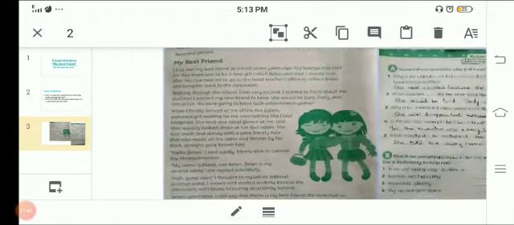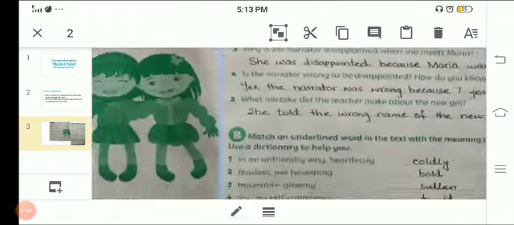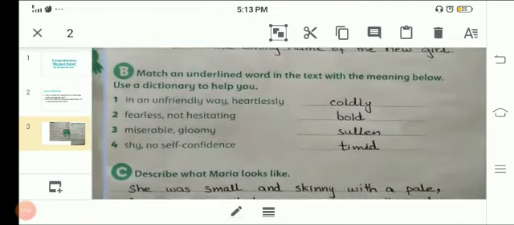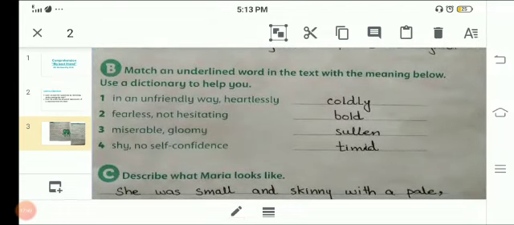So in this part, they have given us some meanings, the meanings of the underlined words in the text. So you have to match the meaning below with the underlined words in the text. Number 1 is, the meaning is in an unfriendly way or heartlessly. So yes, I have told you the word for that. Coldly. Coldly means heartlessly or in an unfriendly way.